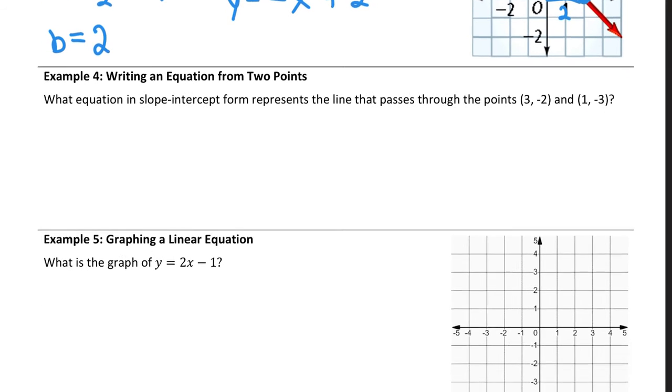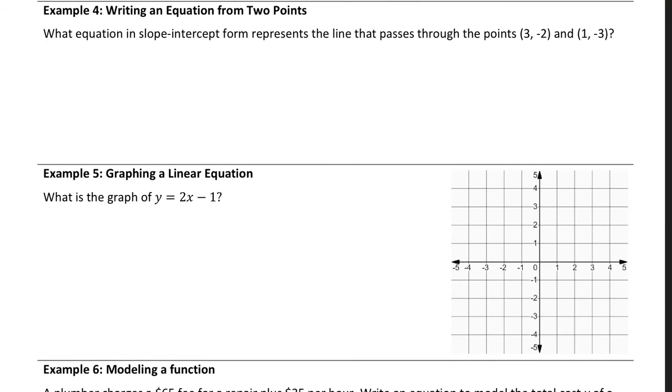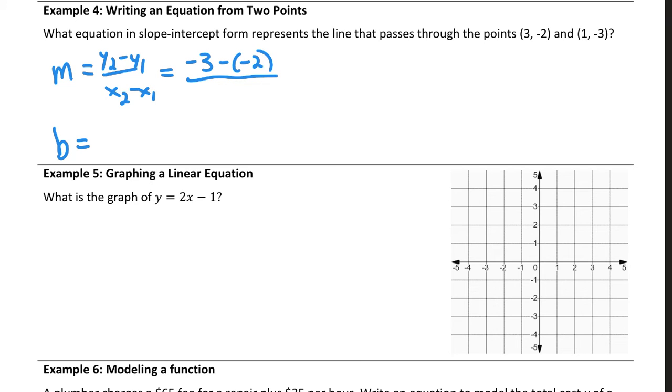Example 4. I think that example 4 is the toughest example that I can show you in this lesson. Okay? Slope-intercept form, we need the slope m, we need the y-intercept b. So this is about remembering that slope formula: y2 minus y1 over x2 minus x1. So my slope is going to be negative 3 minus negative 2 over 1 minus 3, which is going to be negative 1 over negative 2, or 1/2. Okay? So we got the slope.